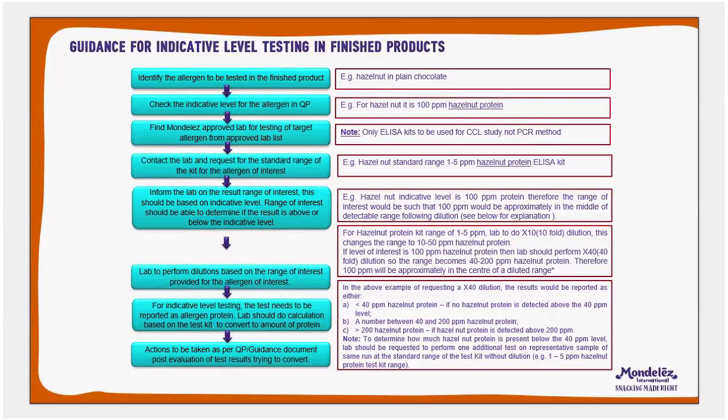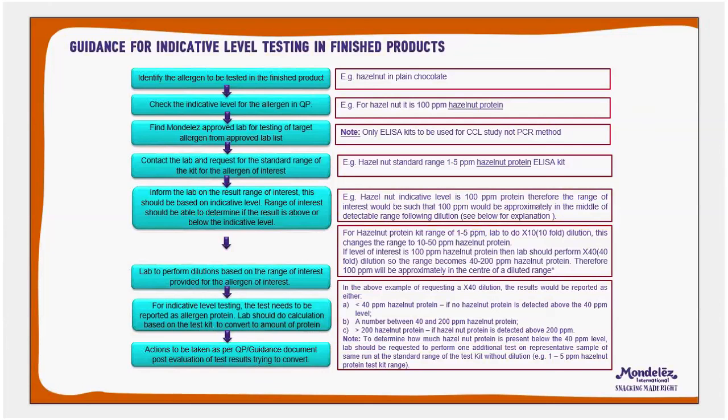There is one watch out here, that if your result is reported as less than 40, of course there is a chance that actually there was no detectable hazelnut protein there at all. So in this instance, you really want to ask the lab to test the sample neat without doing any dilutions, so that their original standard range of 1 to 5 ppm of hazelnut protein is what you're interested in.